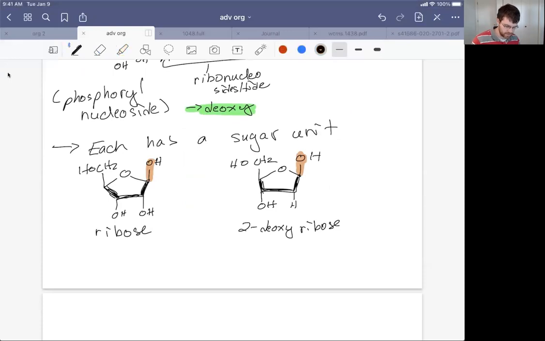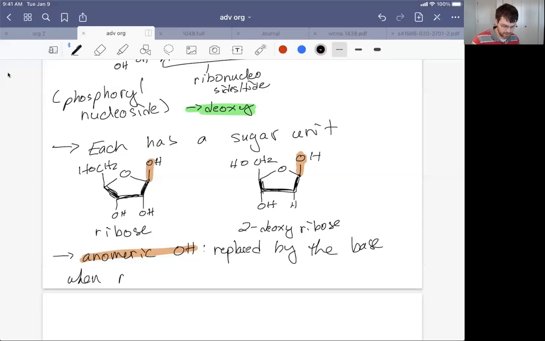And this position that I've highlighted in red is the anomeric OH. And this is replaced by the base when ribose is converted into a nucleoside.